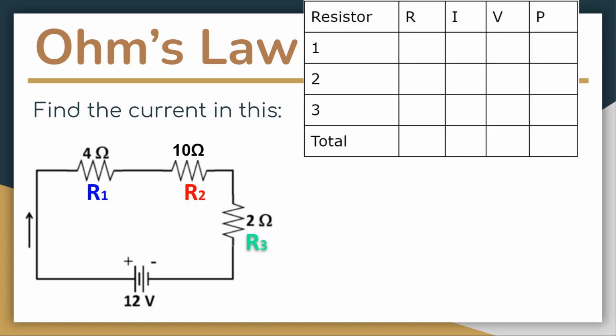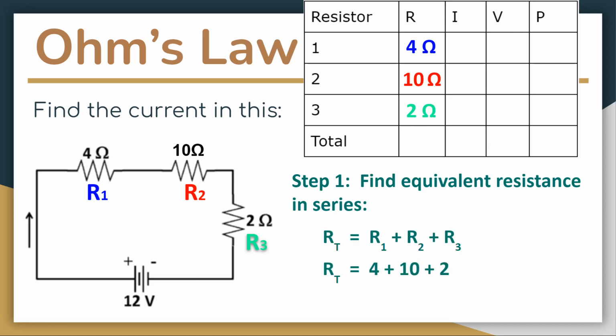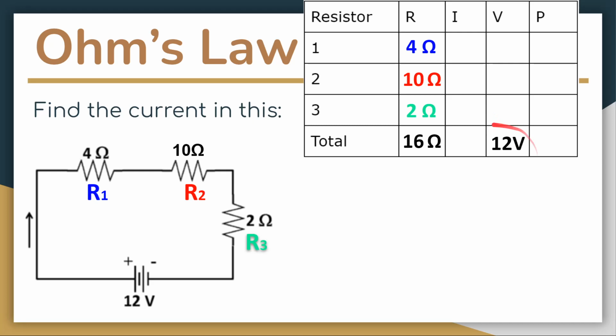So we're going to label our resistors. I have 3 of them. My first one's 4 ohms. My second one's 10 ohms. My third one is 2 ohms. And my total resistance is easy enough. It's a series circuit. I don't have to mess with fractions. I just get to add them up. 4 plus 10 plus 2 is 16 ohms. So we're going to add that to our table. So I have my resistances filled in. The other piece of information I can see in my diagram is the battery's voltage. And that's going to be the total voltage of my circuit, 12 volts. So I can fill that in as well.